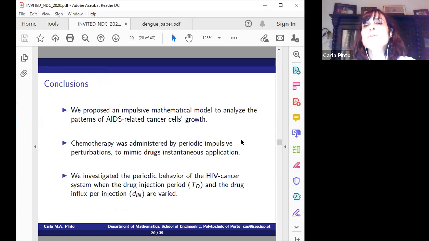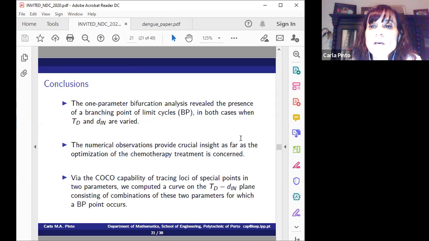So we proposed an impulsive mathematical model to analyze the patterns of AIDS-related cancer cells growth. Chemotherapy was administered by periodic impulsive perturbations to mimic drugs' instantaneous application. We investigated the periodic behavior of the HIV cancer system when the drug injection period and the drug influx per injection are varied. So we did one parameter bifurcation analysis and via COCO capability of tracing loci of special points.